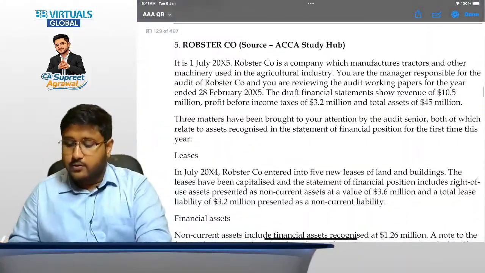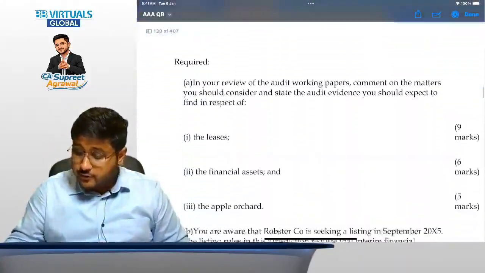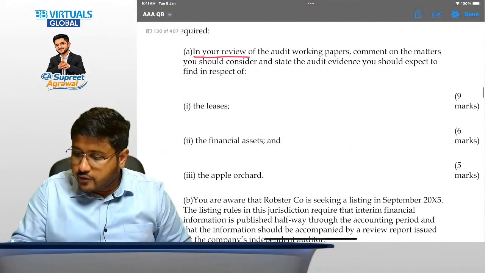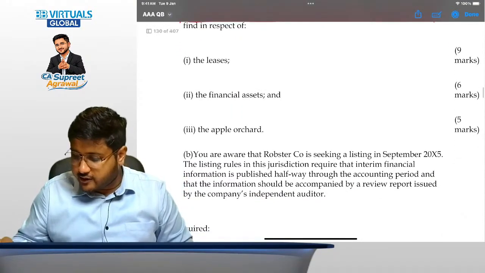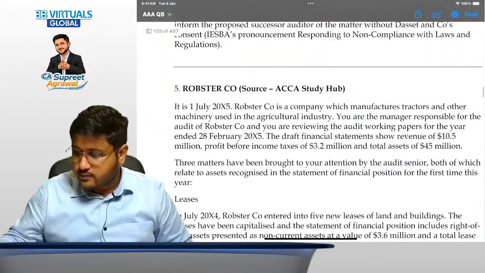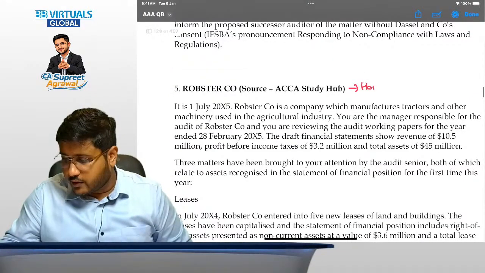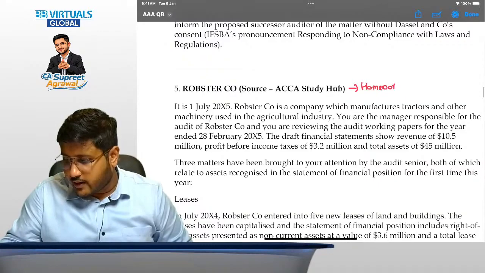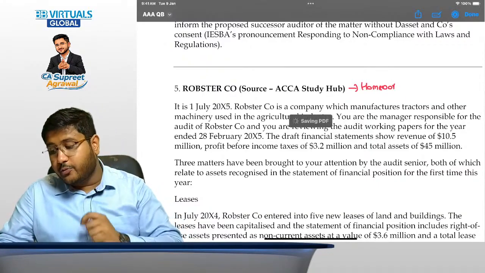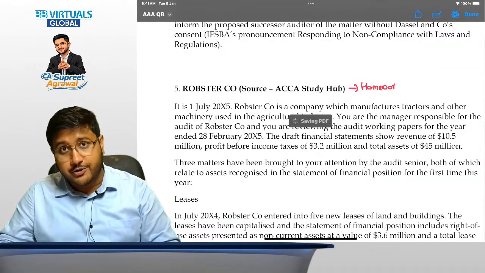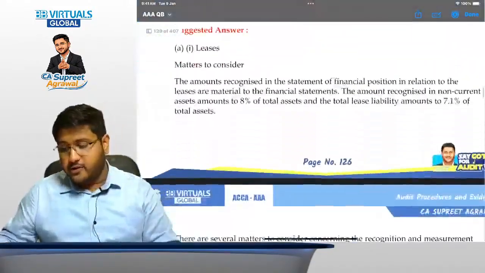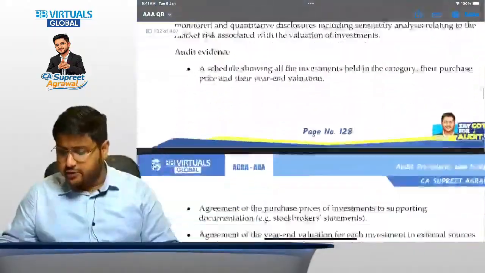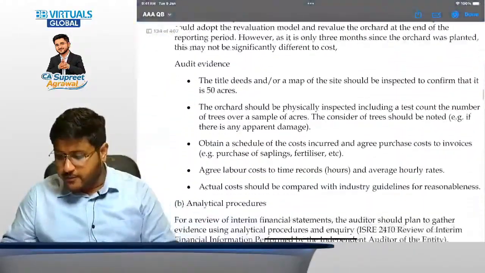Now, fifth question: in your review of the audit working papers, comment on the matters that you should consider and state the audit evidences that you should expect to find. Again, a similar question, homework question, right? These are similar questions, so these should be your homework questions as well. But sir, if we face trouble, can we share it with you? Yes, definitely you should share it with me. I would be happy to help you here.